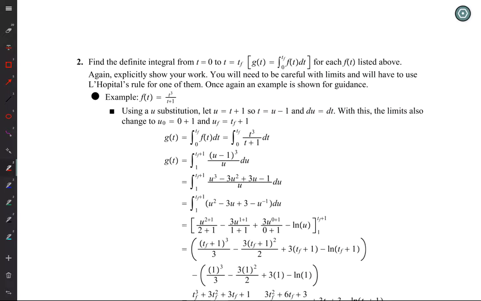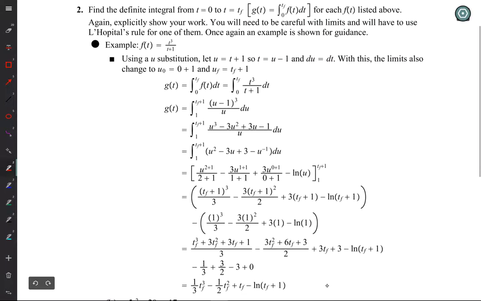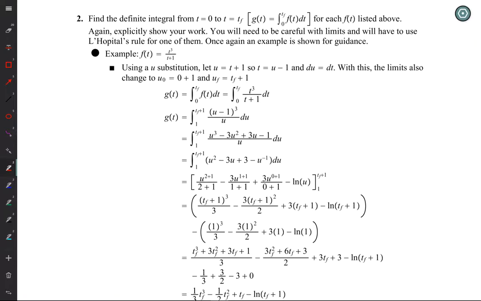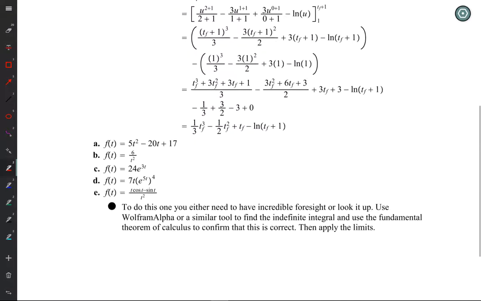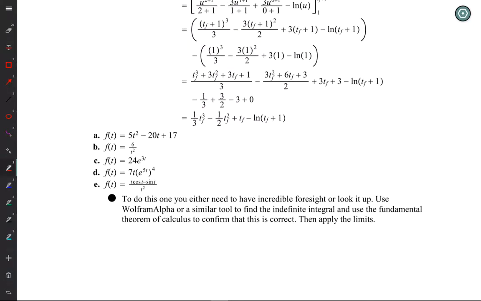Okay, then the second page is integrating the same functions. And one of those requires you to use L'Hopital's rule. And once again, sitting in on Nathan's class last year, I know that you guys use L'Hopital's rule. And one of these integrals here, you have to use L'Hopital's rule. And notice this last one. To do this one, you either need to have incredible foresight, which I don't have, and I assume that you don't have, you might, or look it up.